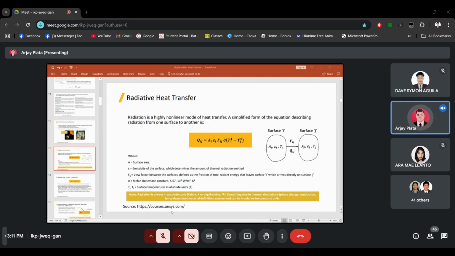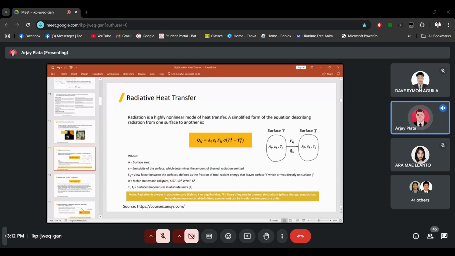In this formula, Qij equals A times emissivity times Fij times sigma times Ti to the fourth minus Tj to the fourth. This is for the two surfaces. This is a simplified form of the equation describing radiation from one surface to another, where A is the surface area, E is emissivity of the surface, which determines the amount of thermal radiation emitted, and Fij is the view factor between the surfaces, defined as the fraction of the total radiant energy that leaves surface I which arrives directly on surface J.